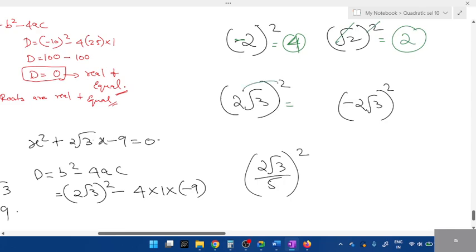Here, how many values are there? 2 and root 3. This 2 will get multiplied to both. So you get 2 square into, not 3 square, it is just 3. 2 square is 4 into 3. What's the answer? 12. What about this one? Positive 12 or negative 12?